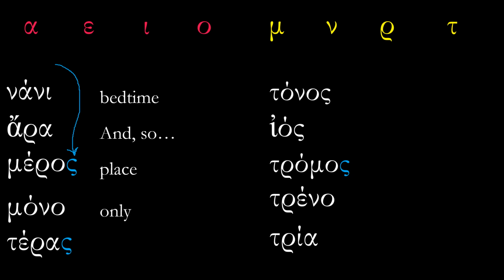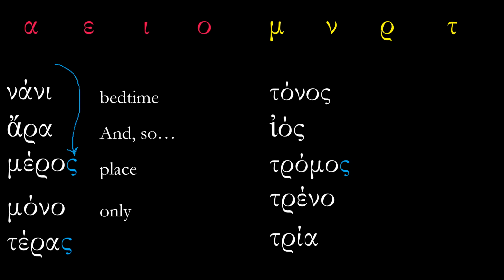Next we have mono. And mono is just or only. So if you listen to music in mono, the sound coming from both headphones or both speakers is the same. Mono just means one or only or just.